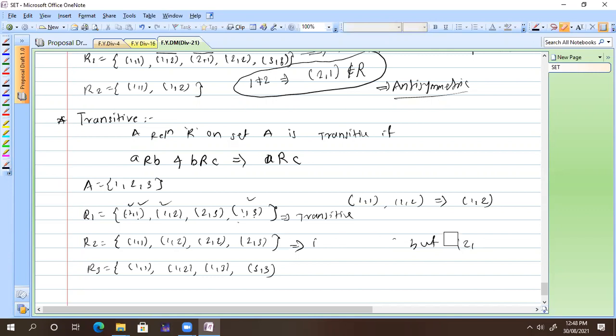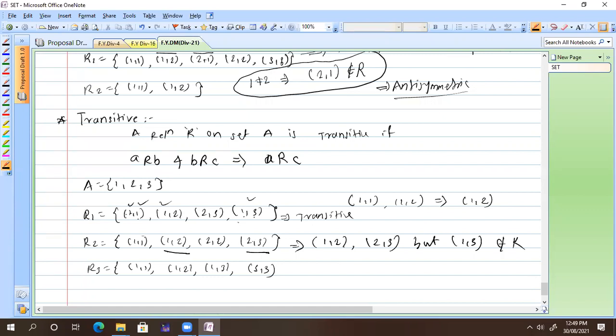That is correct. But we have a different example. So what is that example? Yes, someone is saying, we have 1, 2, we also have 2, 3, but we don't have 1, 3. Am I correct? Yes, sir. Here we have 1, 2, here we have 2, 3, so A is related to B and B is related to C, but 1, 3 is not there. You can see 1, 3 is not in the relation.